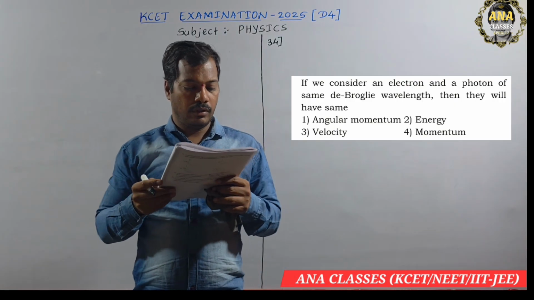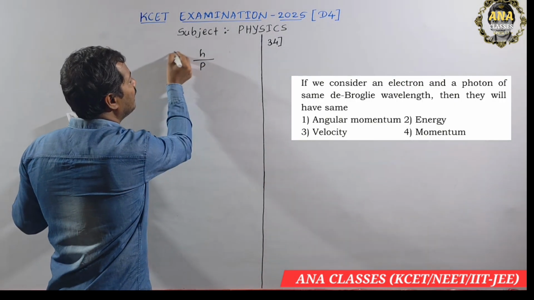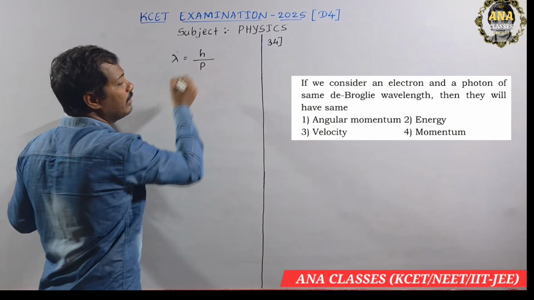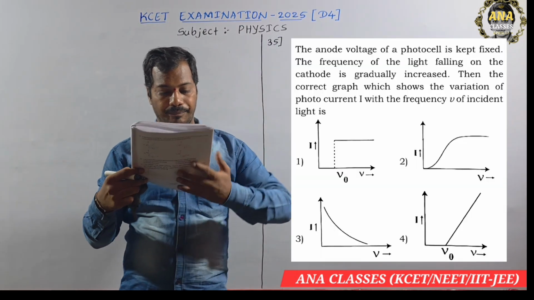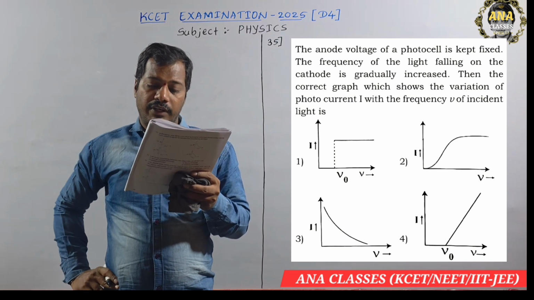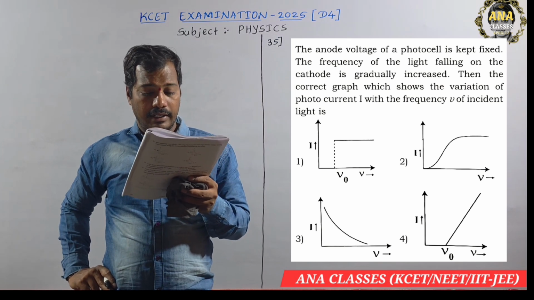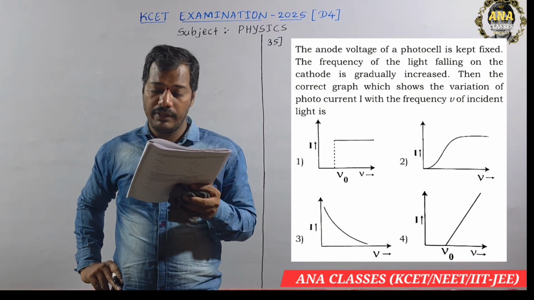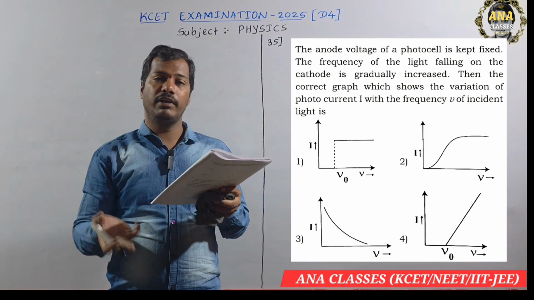Question number 34. De Broglie wavelength formula is h divided by p. Wavelength is the same, h is constant, so momentum also must be the same. Answer is momentum. Next question number 35. The anode voltage of photocell is kept fixed. The frequency of light falling on the cathode gradually increases. The correct graph showing the variation of photocurrent with the frequency. Here the photocurrent is independent of frequency.